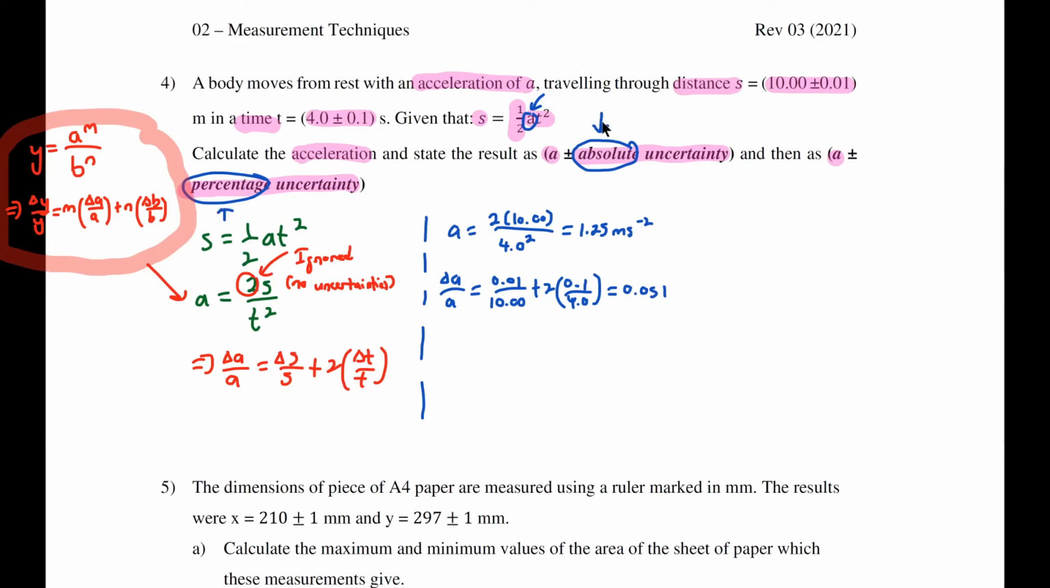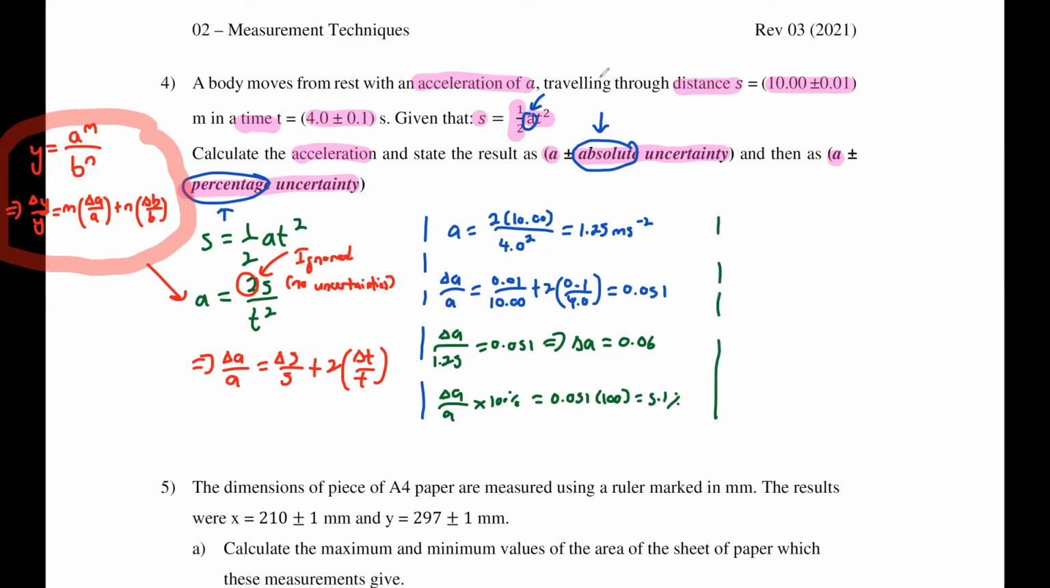Now, we want to find the absolute uncertainty as well as the percentage uncertainty. So one way we can get the absolute uncertainty now is by making use of the fractional uncertainty. We sub in the value of the acceleration that we found earlier into the fractional uncertainty. We will get the absolute uncertainty as 0.06. And then the fractional uncertainty, when multiplied with 100%, will give us the percentage uncertainty. So it will be 0.051 multiplied by 100, giving us 5.1%.